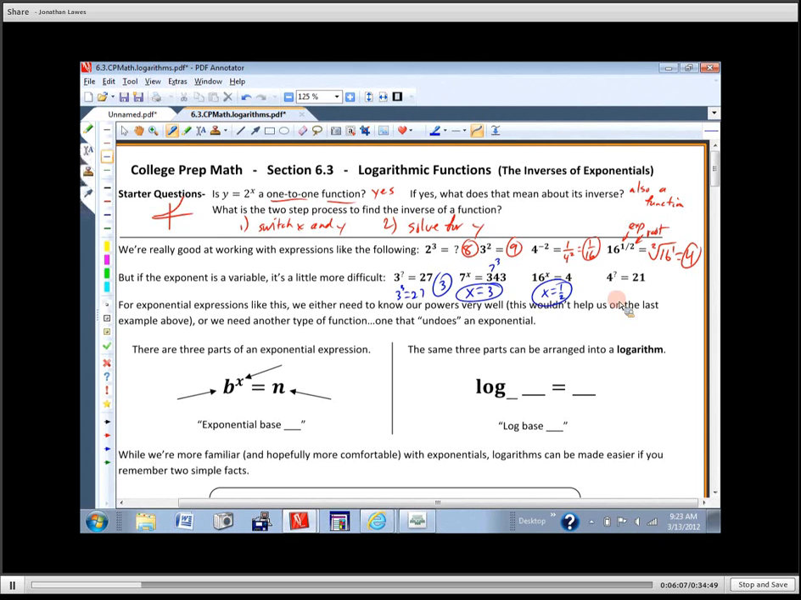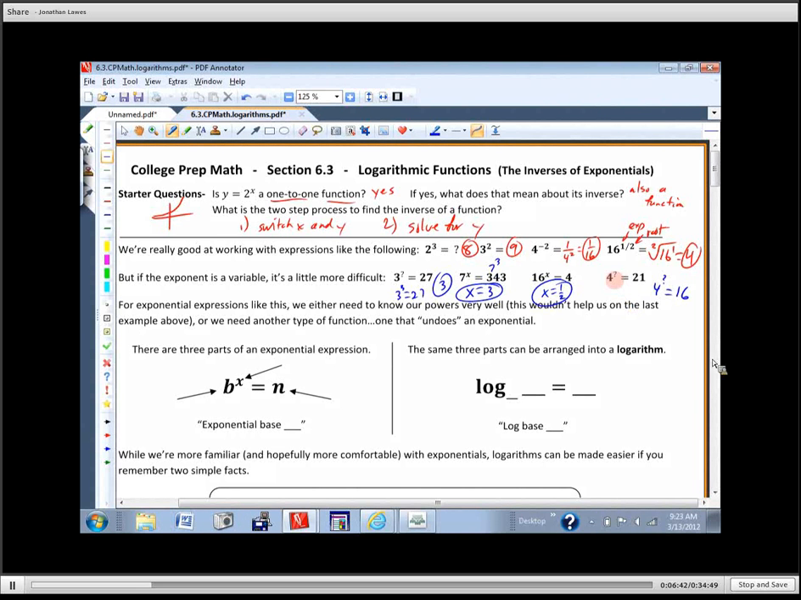Now if I said 4 to what power equals 16? That would be 2. But is 21 a nice even power of 4? It's not. So that becomes a little bit more difficult. These may not be too bad, once you get used to the way those questions are phrased. But a problem like this is much, much more difficult. In fact, it's very difficult to get an exact answer. For something like that, we're going to need a different tool.